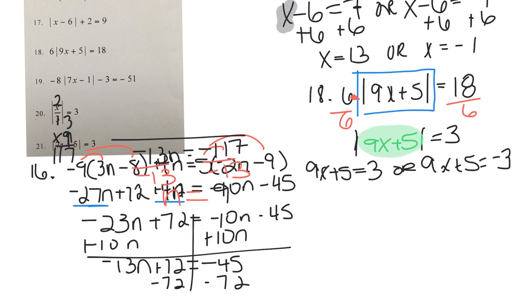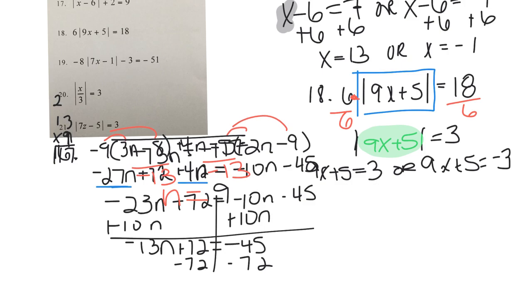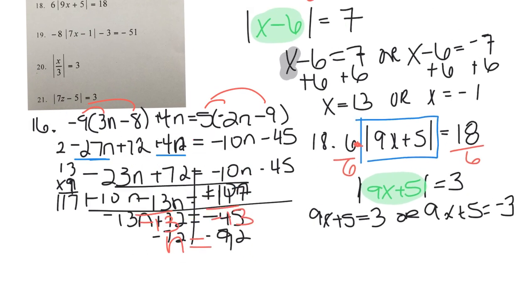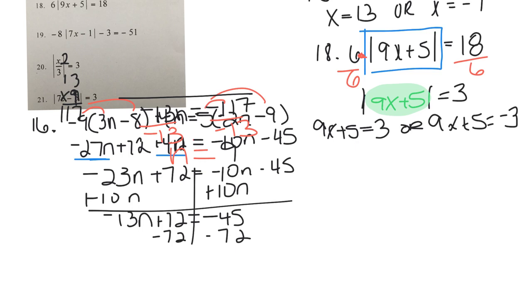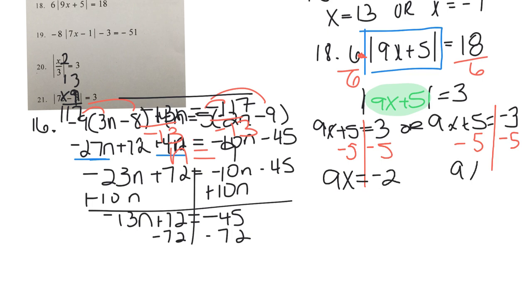Let's move this up and give us some space here. And now we can subtract the 5. We get 9x equals negative 2, and 9x equals negative 8. And it doesn't go in evenly, so divide by your 9, because that's multiplication, and the inverse is division. So x equals negative 2/9.